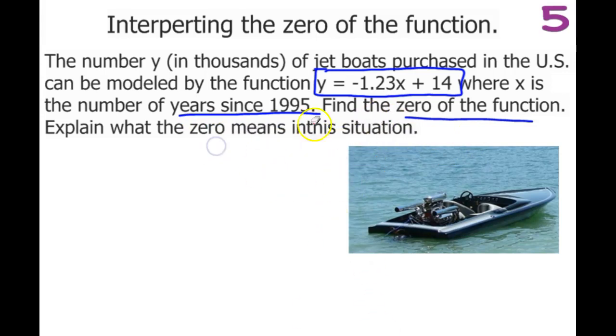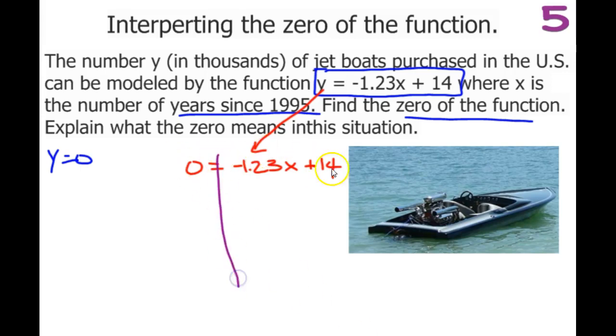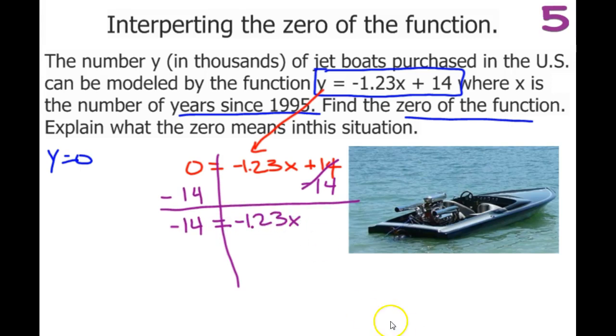So first, find the 0 of the function. Well, that means we just need to plug in when y is 0. So I'm going to plug that in right here. 0 equals negative 1.23x plus 14. So let's solve this. First, get rid of your addition. Subtract 14. So we have negative 14 and negative 1.23x. And then the opposite of multiplying is dividing. So divide by negative 1.23.